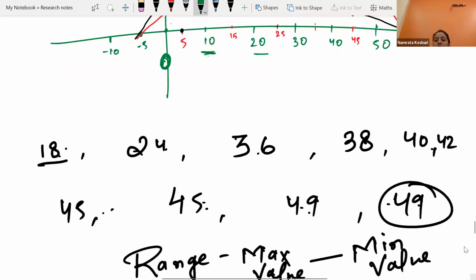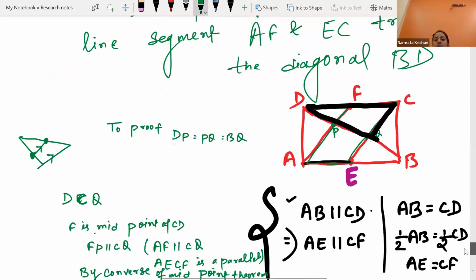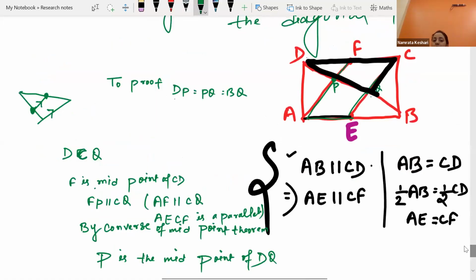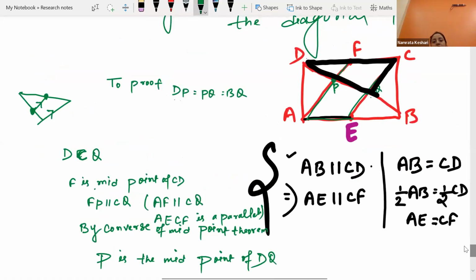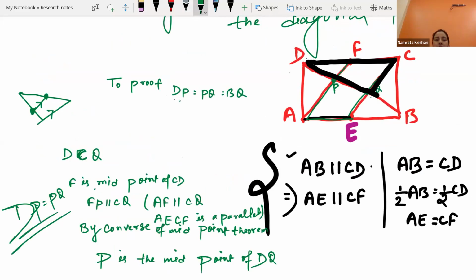That means we got to know that DP is equal to PQ. We wanted to prove DP, PQ, BQ all are the same. We have proved so far that DP is equal to PQ. Now we will take another triangle. Suppose we are taking this time the triangle, this one.